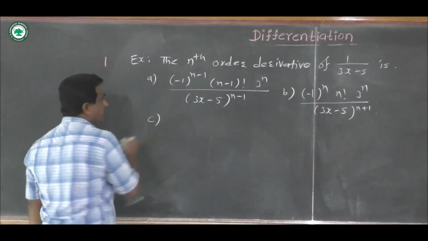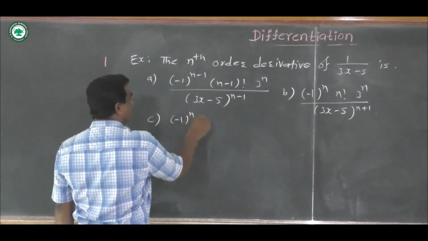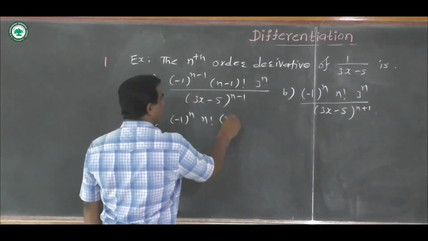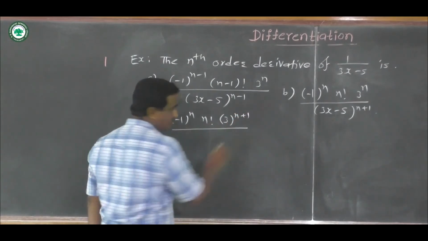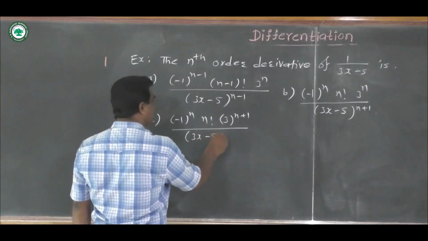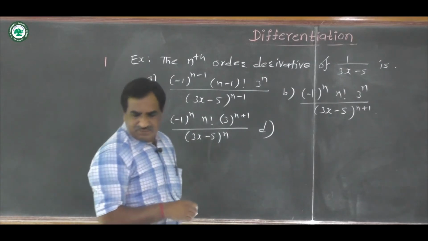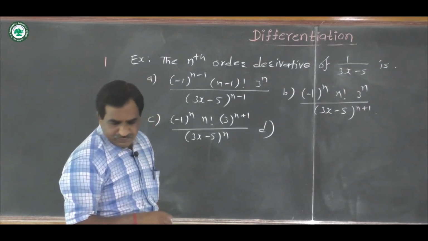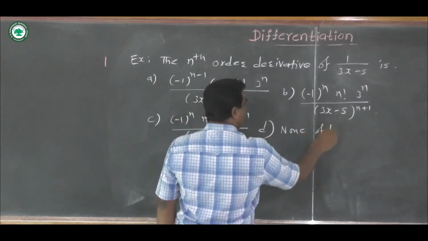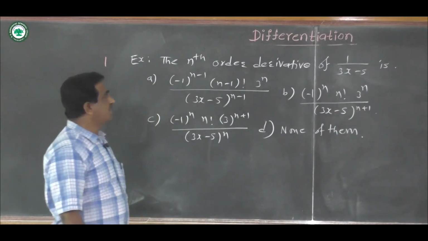Option C: minus 1 raised to n into n factorial into 3 raised to n plus 1 upon (3x minus 5) raised to n. And option D is none of them. We have to find the correct answer here.